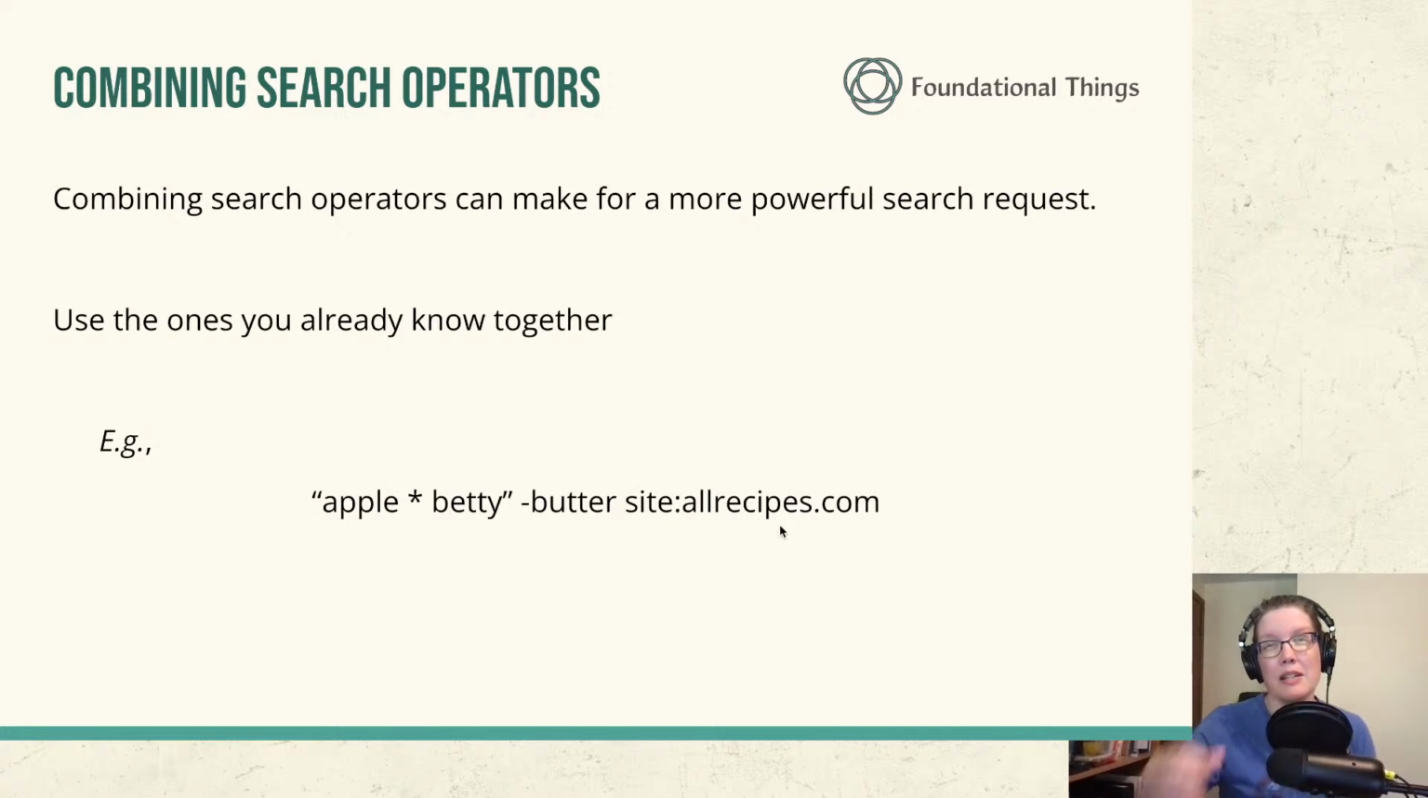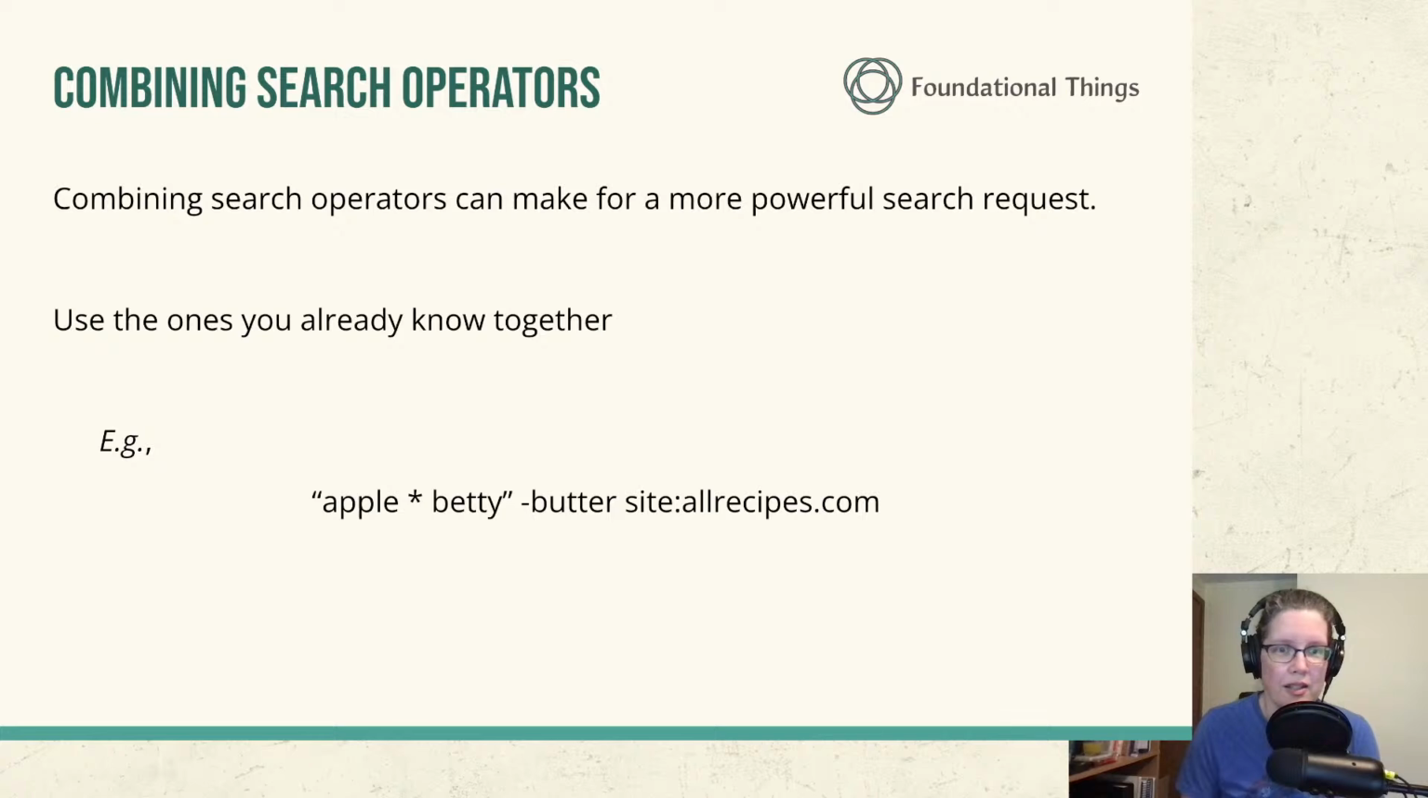So what I would expect that this is going to ask for, request out to Google, is to basically look for recipes, because allrecipes.com, if you aren't familiar with that website, you probably could guess that that is a recipes website. And just looking on that site is a really good chance that I'm looking for a recipe. And because I'm excluding butter, I'm looking for a recipe that doesn't include butter. And because I've got Apple blank Betty, Apple Star Betty, I'm looking for some kind of Apple Betty recipe.